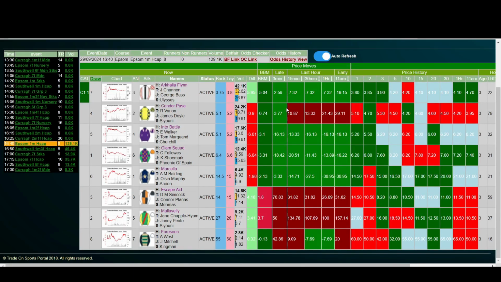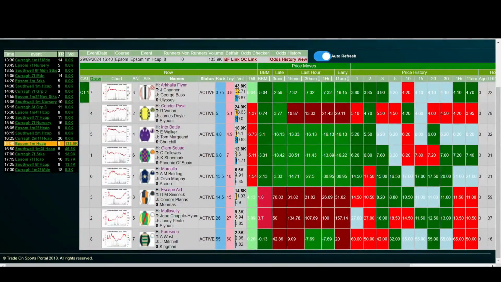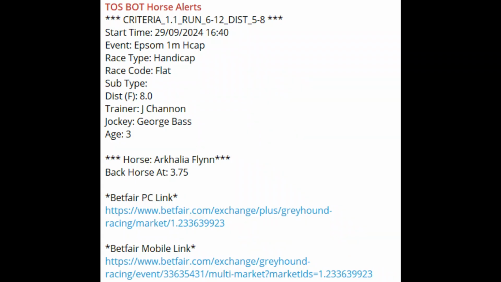Okay, so here we are back at the 440 at Epsom, which is a 1 mile handicap race, 8 runners. In this case, we're going to show the criteria 1.1 alert now. And it will be a back of, as we expected, Arcadia Flynn. The only thing I'd say here is there's a lot of green. So there's 3 or 4 popular horses in the market, but we are going by the criteria and the filters here, and we have the alert to back Arcadia Flynn at 3.75.